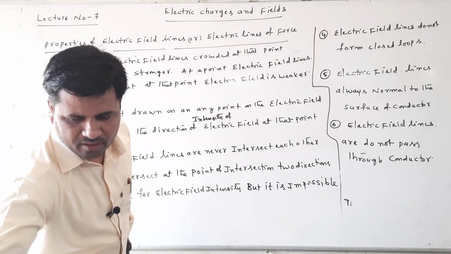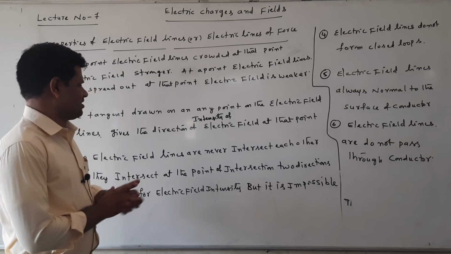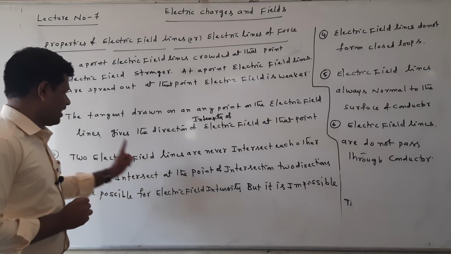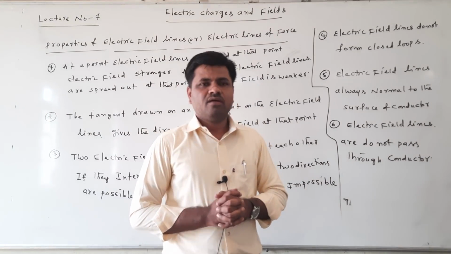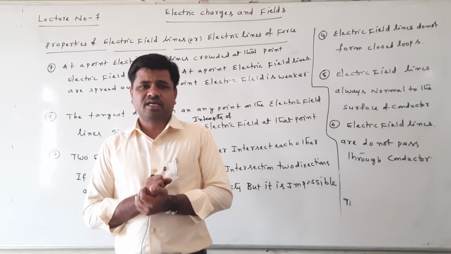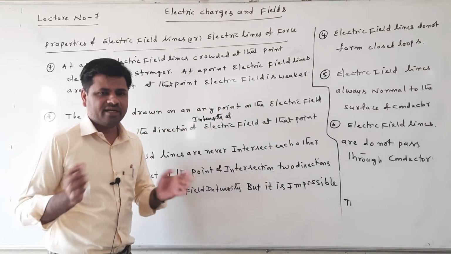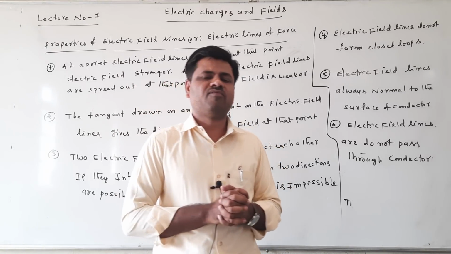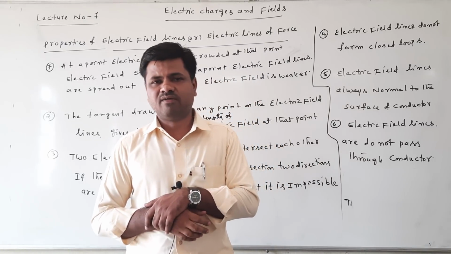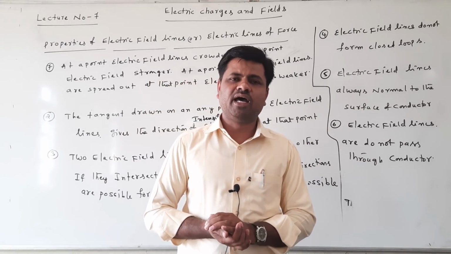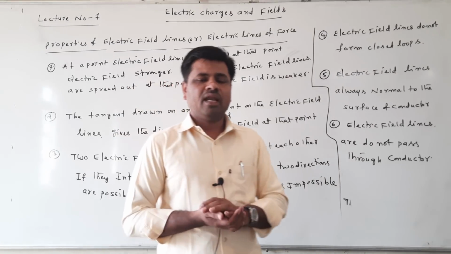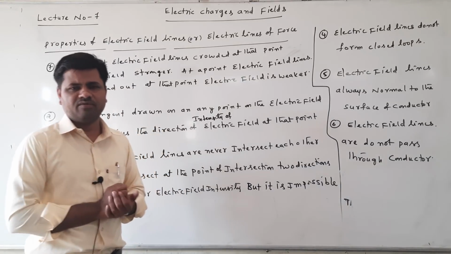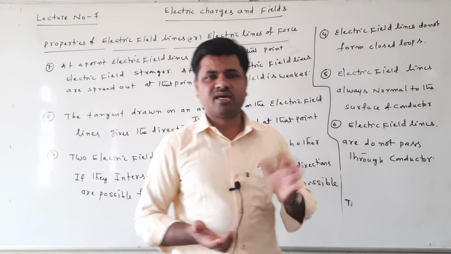Now, third property: two electric field lines never intersect each other. Why? If they intersect, at that point we can draw two directions for the electric field, one along one electric field line and another along the other electric field line. But the electric field has only one direction because it is a vector quantity. That's the reason electric field lines never intersect each other.